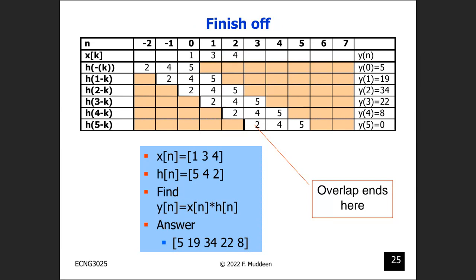You see that x is here. So after this point, there are no values of x and h that are overlapping. So if you keep working on the values now, the convolution has 5 answers: 5, 19, 34, 22, and 8. Sorry. Yeah? Make sense?